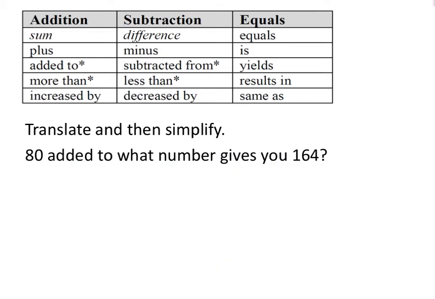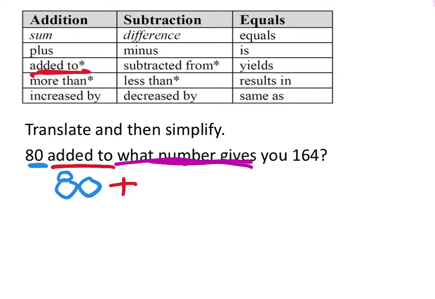Translate and simplify. 80 added to what number gives you 164. All right, so it's 80 added to. Now, up here it's indicating that it would be the number plus 80. But because it's addition, it's not actually going to make a difference. So I'm going to start with the 80, and it's going to be added to, so that's an addition problem, right? It is listed here, but if you did change the order, it's not going to make a difference. Added to some number. I guess I should say we need the gives part there. So 80 added to what number? I'll just put a blank in here, just so I know I'm going to fill that in, right?